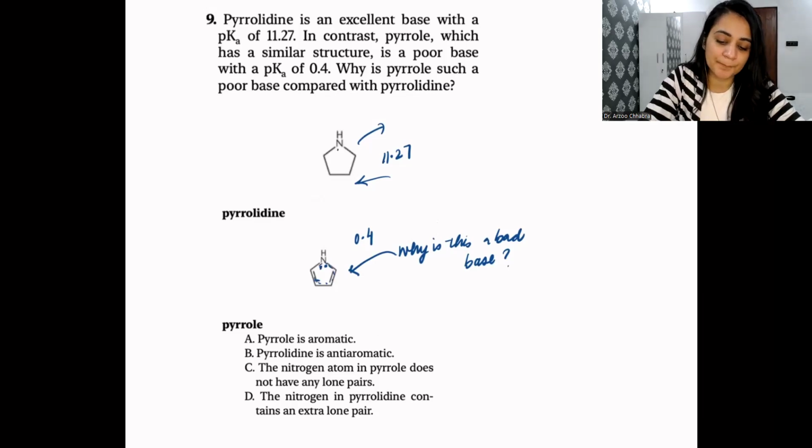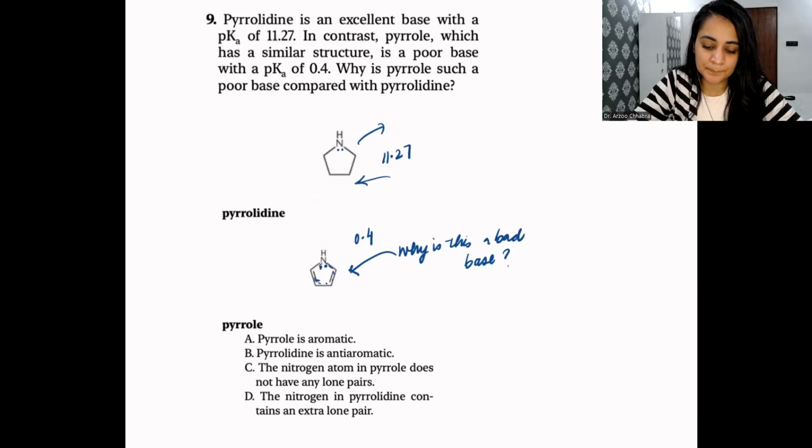However, for these electrons, it's a bad base and a good acid. However, these electrons are actually better donors because they're not involved in the aromaticity. They're not actually involved within the ring current. That is why they can be donated better. So it's a really good base and a really weak acid.